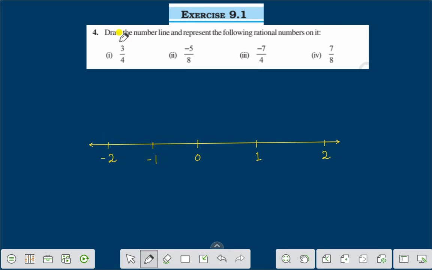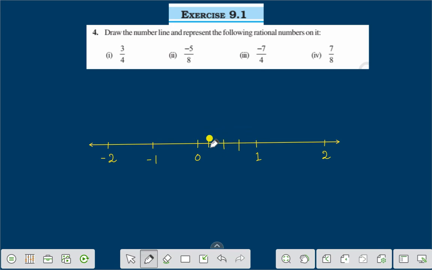Now you have to represent 3 by 4. That means out of 4 parts, 3 parts. That means we have to divide this 0 to 1 into 4 equal parts, right? 4 equal parts, that is 1, 2, 3 and 4.